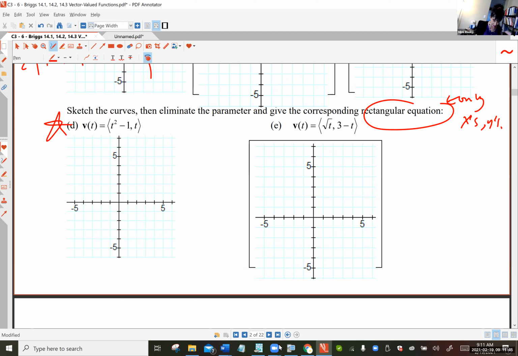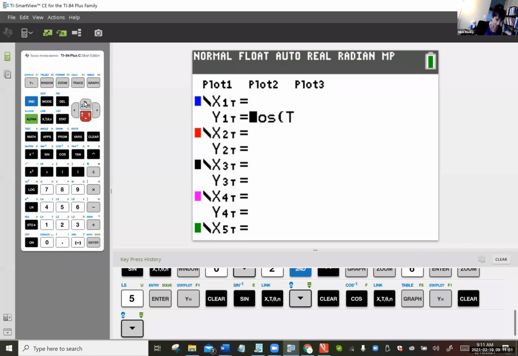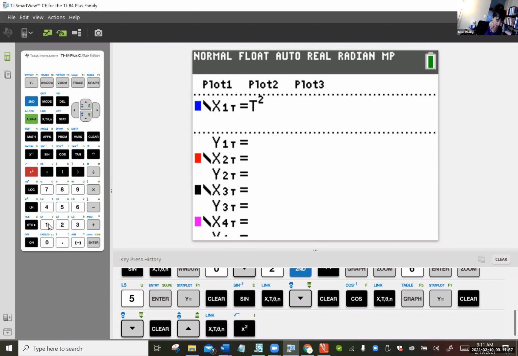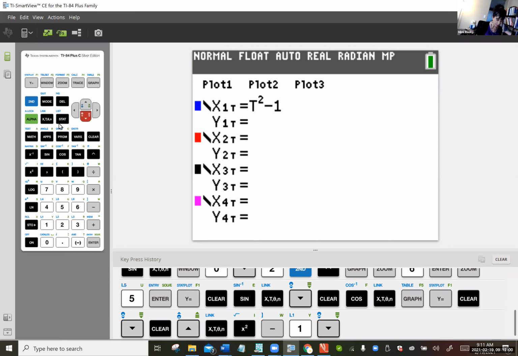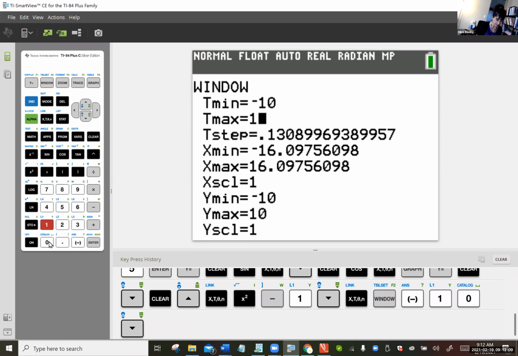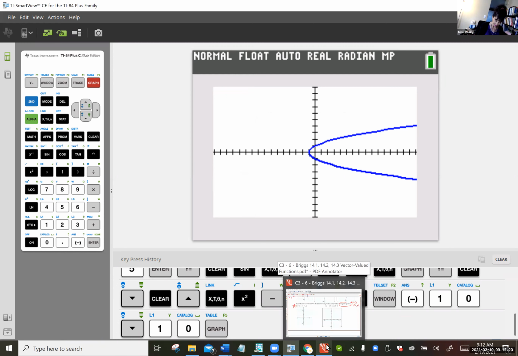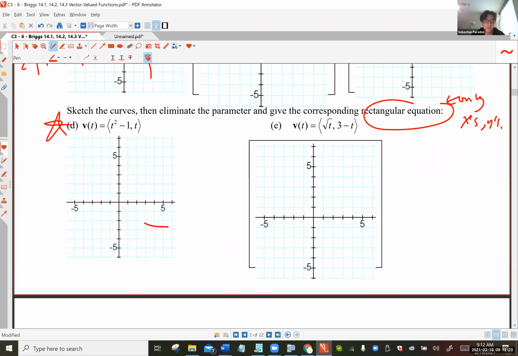Let's take a look first at graphing it. So if I clear out these and graph t squared minus 1, t squared minus 1, and then t, and let's check my window. I probably want -10 to +10 as my range. I get a sideways parabola. It's sketched out pretty quick. Did anybody notice what direction it got sketched out in? That was pretty fast.